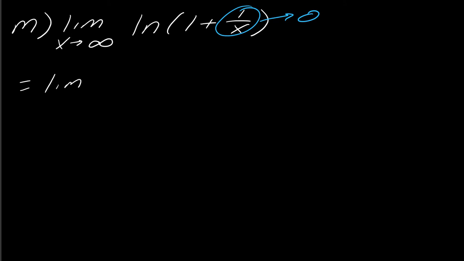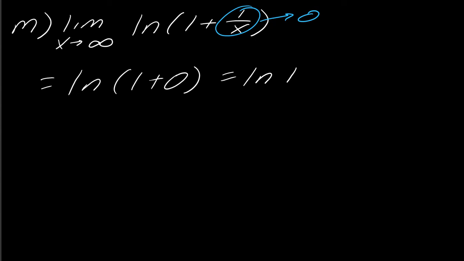So the value of this then ends up becoming, we can just drop the limit. So the value of this is really just the natural log of 1 plus 0, which is just the natural log of 1, and that just equals 0.